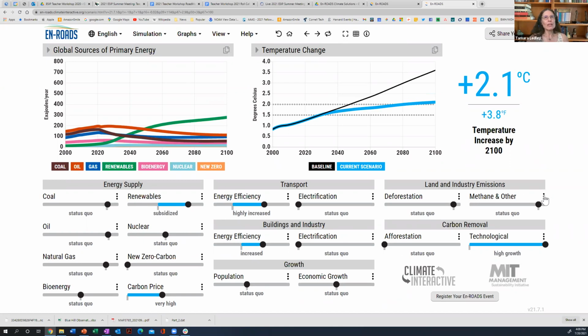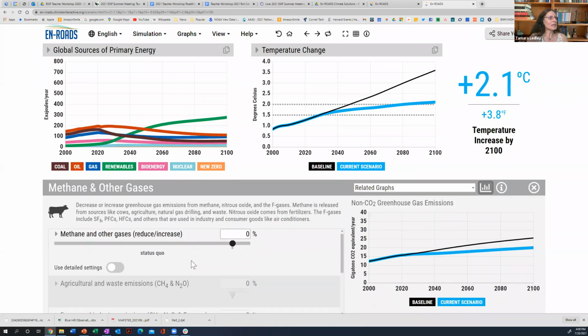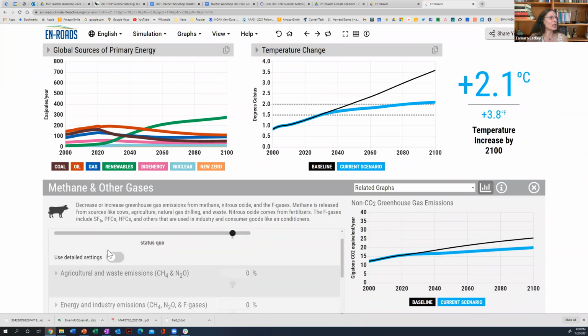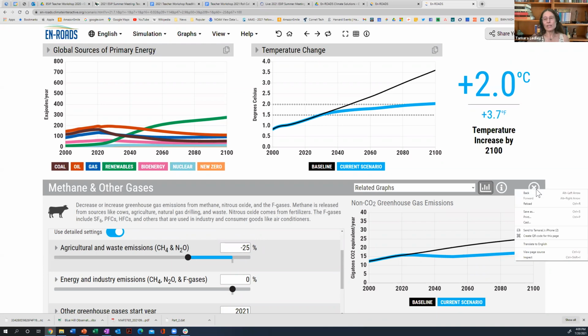And one other one that I'll suggest, because this is kind of interesting too, this is methane and other gases, and you can make those changes separately for agriculture and waste emissions versus energy and industrial emissions. So if you're talking about a vegetarian diet, so less meat production, you can decrease these. And so if I decrease it there, now we've gotten down to 2.0. So we've kind of reached that goal.